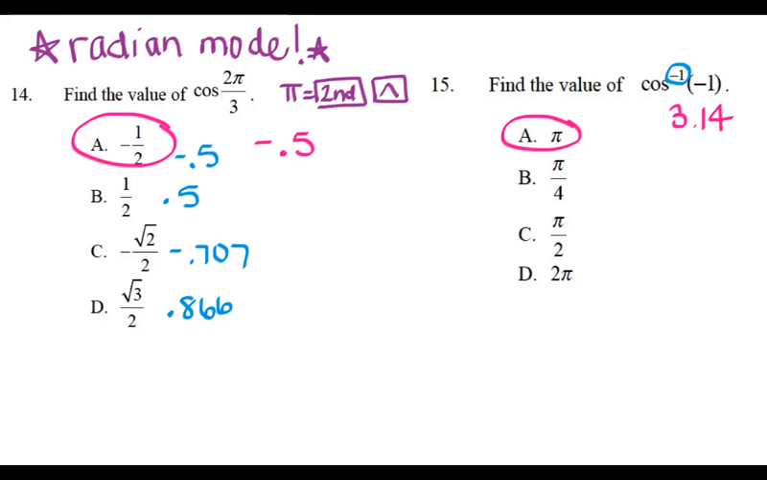Now again, if you get a decimal that you do not recognize, you should change all of your answer choices to decimals. So that's 3.14. Pi divided by 4 is 0.785. Pi divided by 2 is 1.57. And 2 pi is 6.28. And match up the decimal with the answer that your calculator gives you.